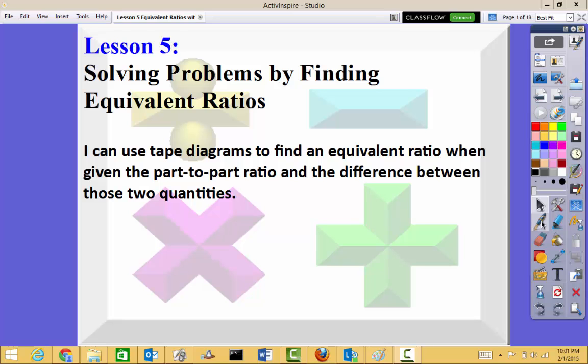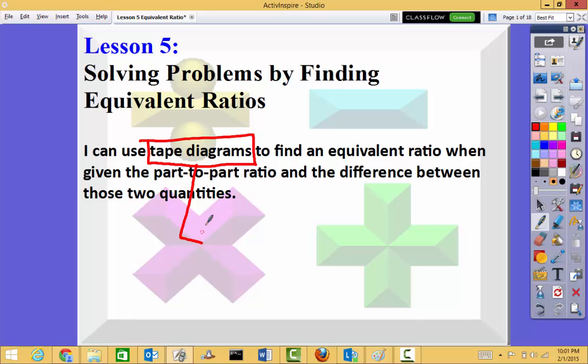Welcome back. Today we're going to work on Lesson 5, which is solving problems by finding equivalent ratios. Our I can statement is: I can use tape diagrams to find an equivalent ratio when given the part-to-part ratio and the difference between these two quantities. So our keywords I want to look at are tape diagrams.